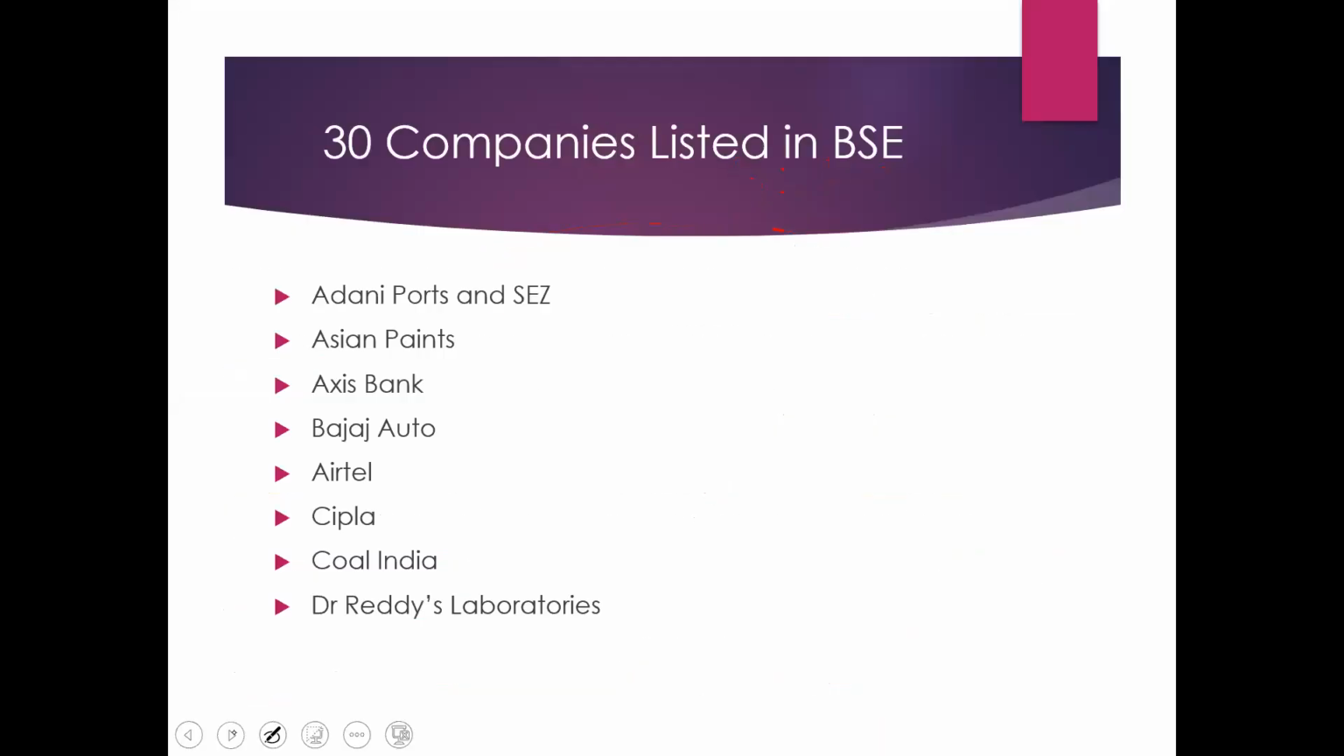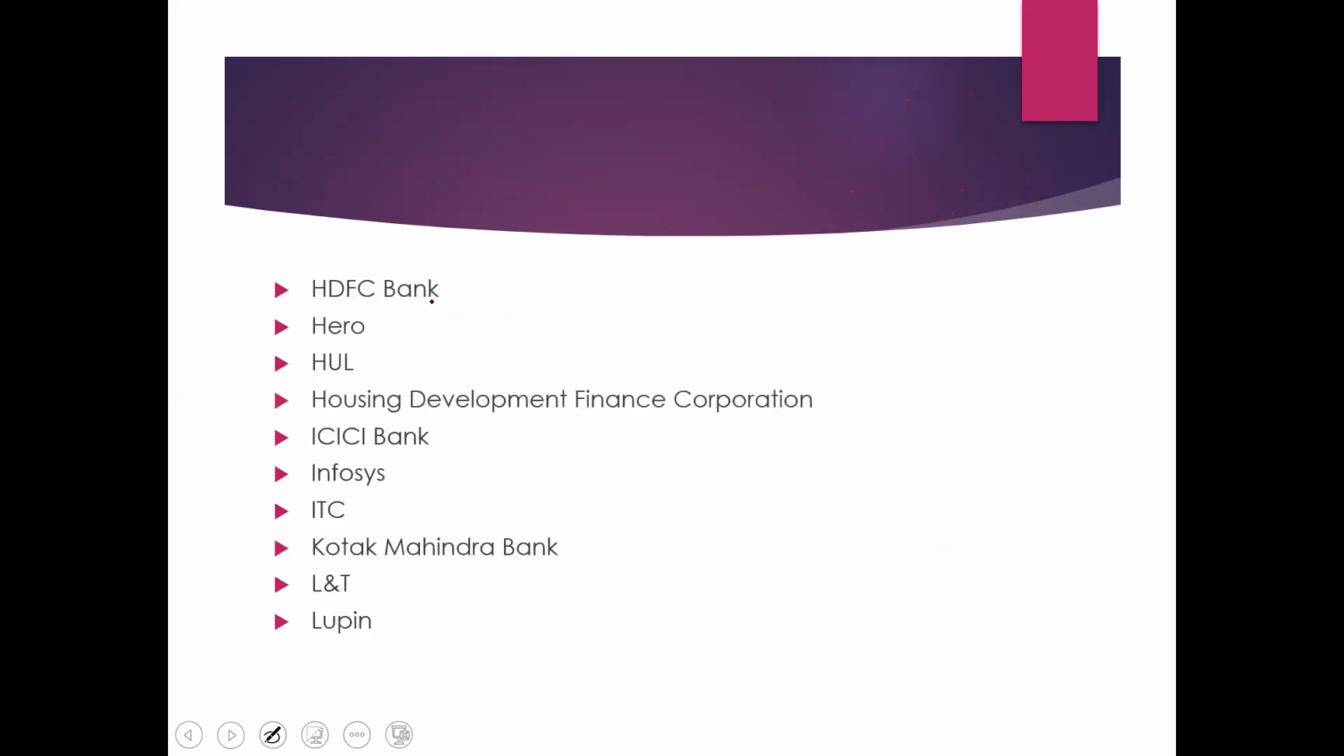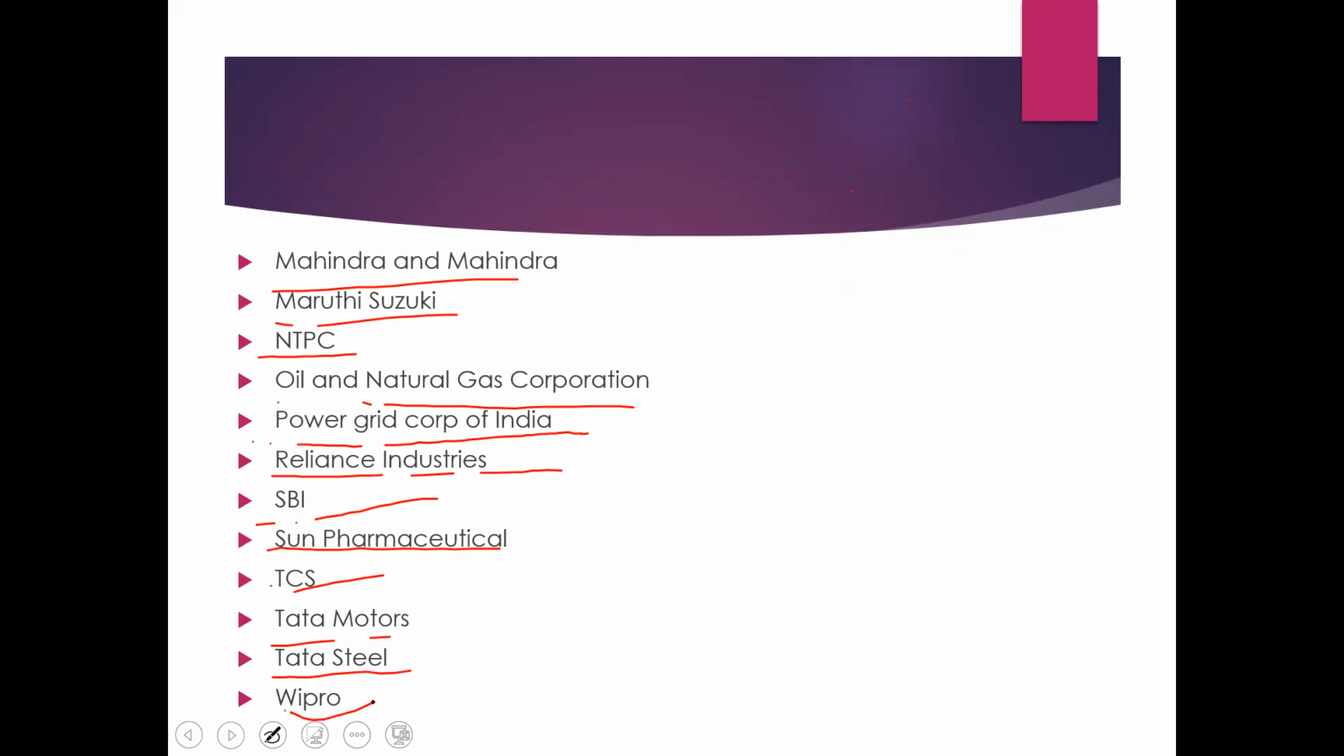Now, see these 30 companies listed in BSE, that is Sensex. Adani Ports and SEZ, Asian Paints, Axis Bank, Bajaj Auto, Airtel, Cipla, Coal India, Dr. Reddy's Laboratory, HDFC Bank, Hero, HUL, Housing Development Finance Corporation, ICICI Bank, Infosys, ITC, Kotak Mahindra Bank, L&T, Lupin, Mahindra and Mahindra, Maruti Suzuki, NTPC, Oil and Natural Gas Corporation, Power Grid Corporation of India, Reliance Industries, SBI, Sun Pharmaceutical, TCS, Tata Motors, Tata Steel, Wipro. Is it clear? These are the 30 companies which are listed in BSE.